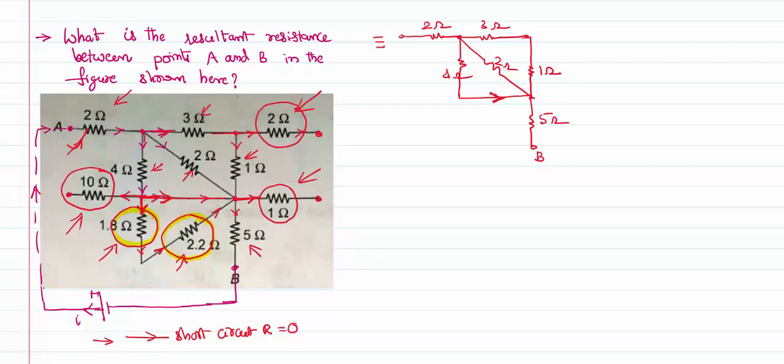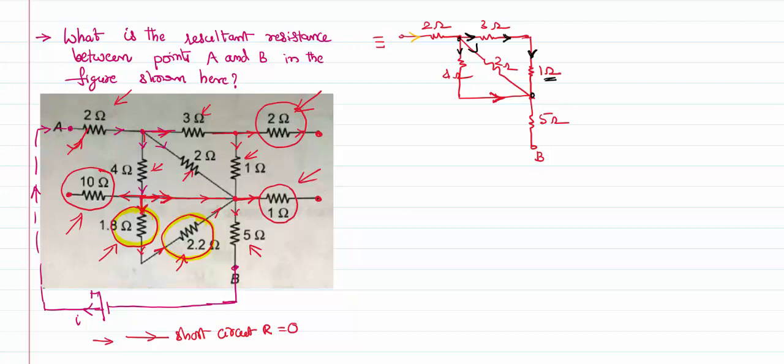Now let us see how the current flows. Current goes here this way. After reaching the junction, current will split this way. The current that is traveling through this 3 ohms will further travel through this 1 ohm and then reach the junction. It means the current passing through 3 ohms and 1 ohm is the same. When the resistors are in series, current is the same.